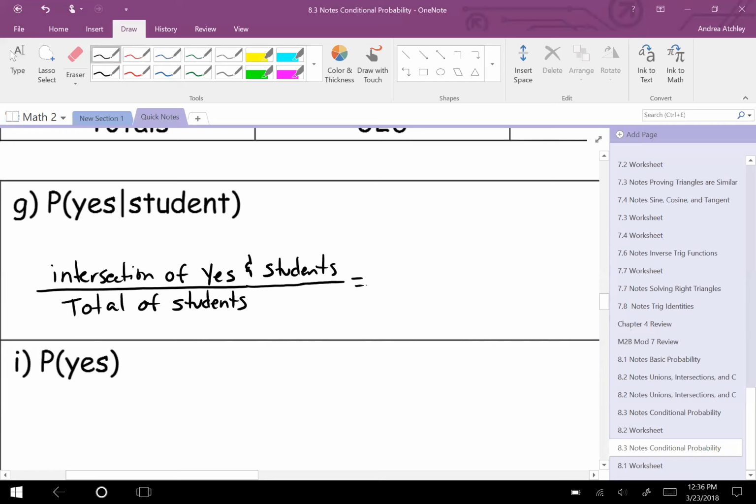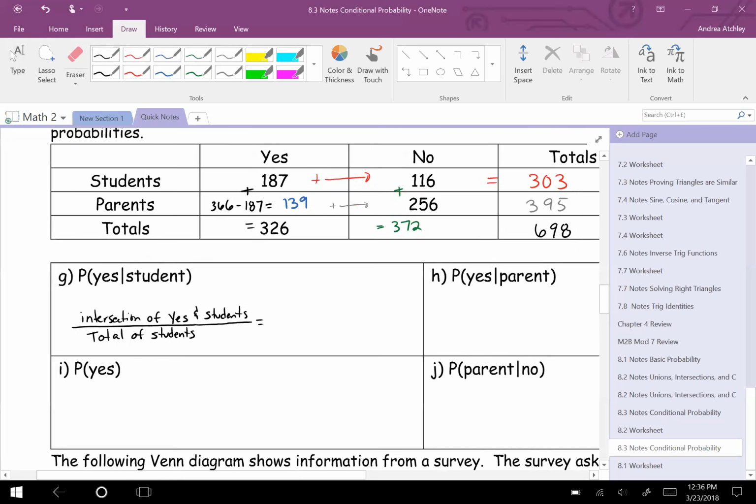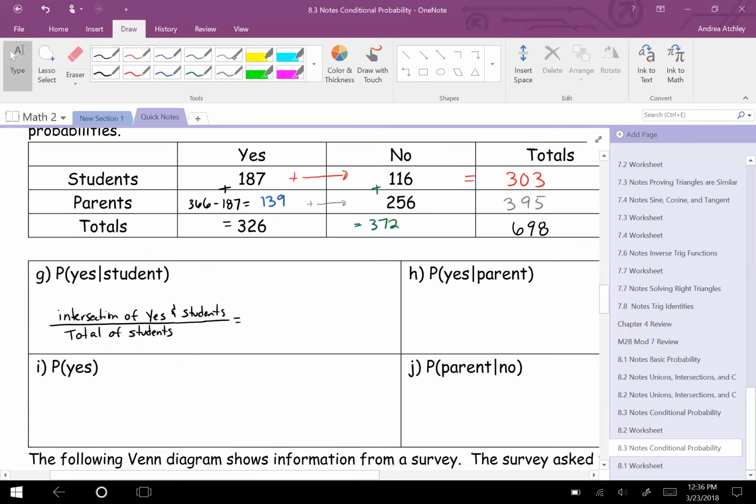So we're going to look at our chart. So the total of students is 303. The intersection of students and yes, where they intersect. What's the intersection, you guys? Well, oh, good, okay. You guys scared me there for a second.